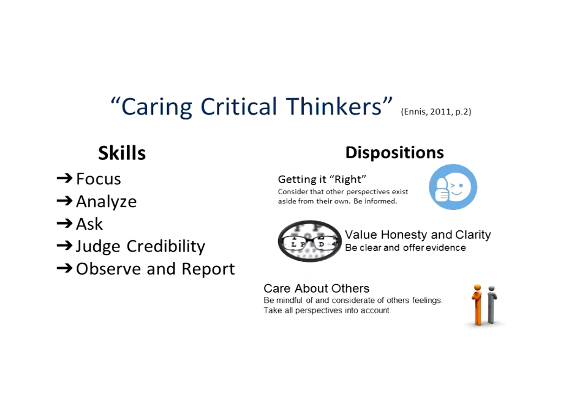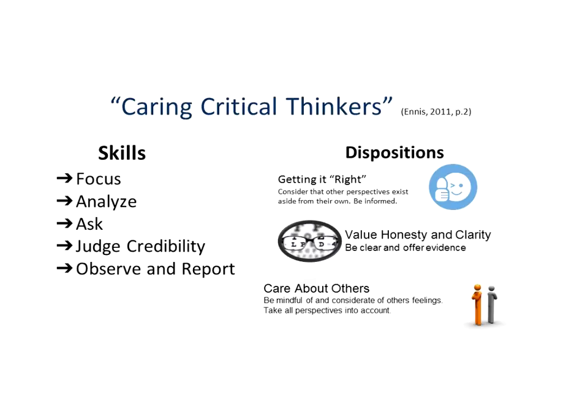Ennis has a belief system that there's three primary dimensions of disposition. And the first one inside of an ideal critical thinker would be getting it right. So inside of getting it right, we're looking at things like considering other perspectives, that there are other thoughts out there that exist beyond our own, that we stay informed, we look for information. Also valuing honesty, this is the second piece, that we're clear and we offer evidence for the information that we find. So there's honesty and integrity in the approach that we take to critical thinking.